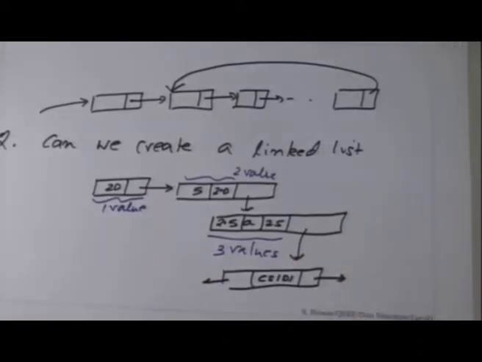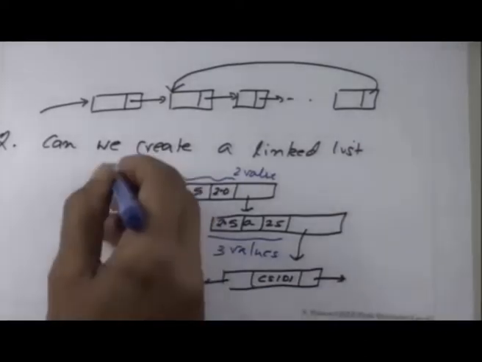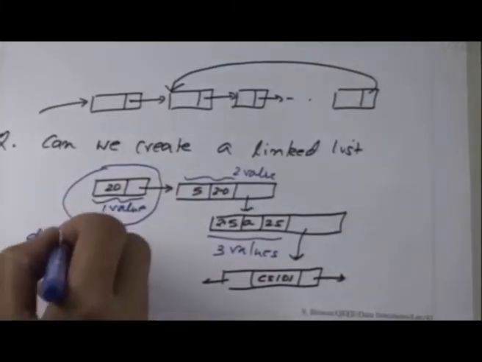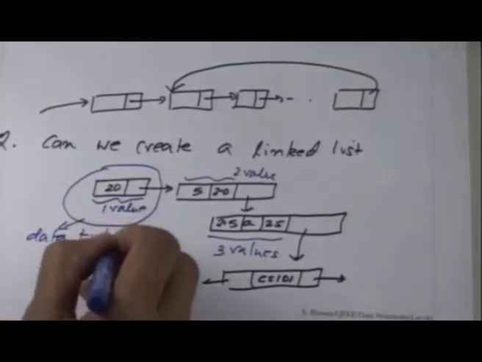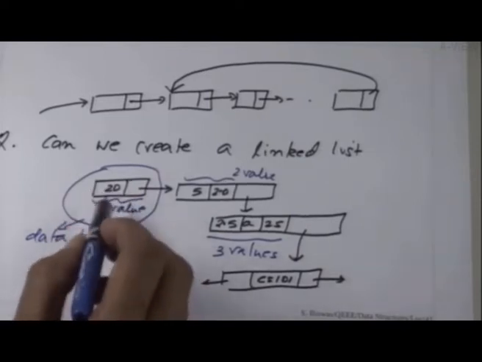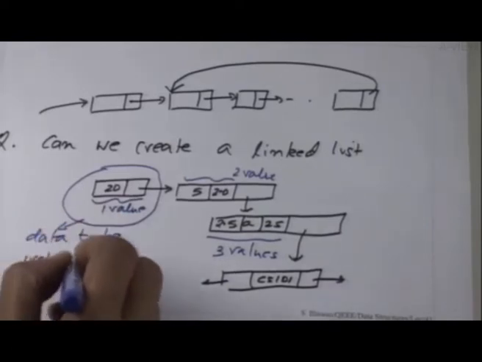I've tried to explain what he wants, and now we have to answer it. So a variable number of fields in a node is typically not allowed in both C and C++, for a very simple reason. Remember that this box is a data type. Whether you use a struct or a class, this is a data type that a user has introduced, which has one value and one address.